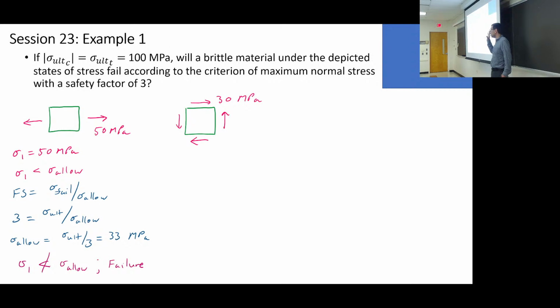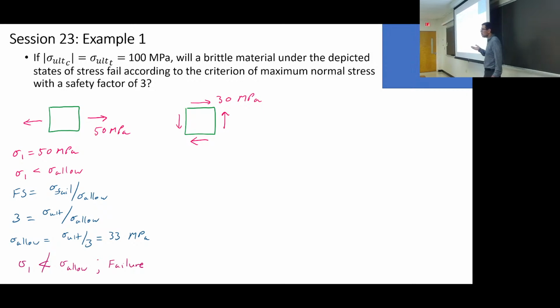What do we typically call this state of stress? Yes. Shear. Okay, and not just shear, but 100% pure shear. We don't say 100% shear, we just say pure shear. Okay? So for pure shear, what does the Mohr circle look like?